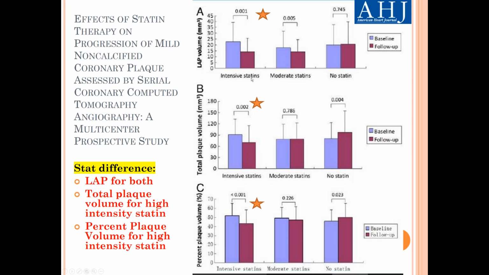Then looking at outcomes, low attenuation plaque volume was significantly different from baseline to 1.5-year follow-up for the intense statin group as well as the moderate statin group. And no real significant change, maybe a little increase, in patients that were not on statin therapy. Total plaque volume was also decreased in the intense statin group versus that of the moderate statin group, and this change was statistically significant. And percent plaque volume was also lower in the patients treated with higher doses of statin therapy versus patients with moderate statin therapy.